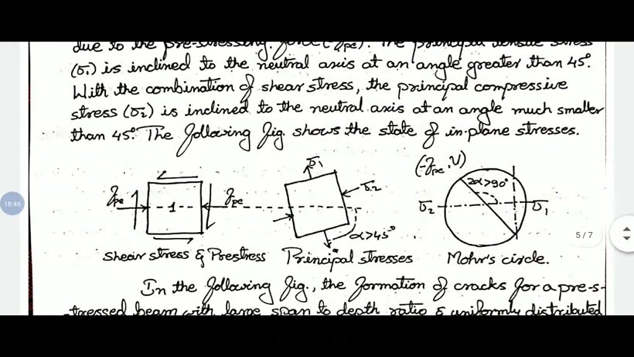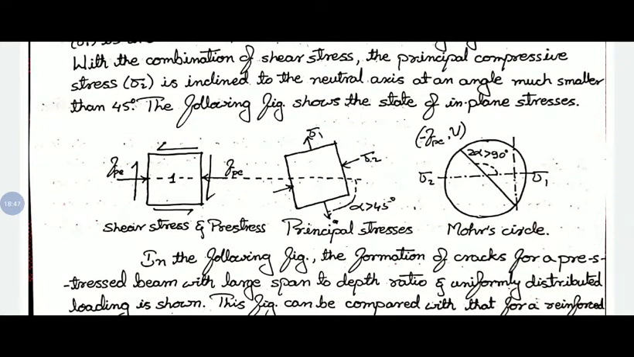So in this figure you can observe the state of plane stresses. FPE is the effective pre-stressing force. Sigma 1 is the principal tensile stress and sigma 2 is the principal compressive stress. So in this, the Mohr circle shifts towards the principal compressive stresses. You can observe in the figure the Mohr circle shifted towards the principal compressive stresses.